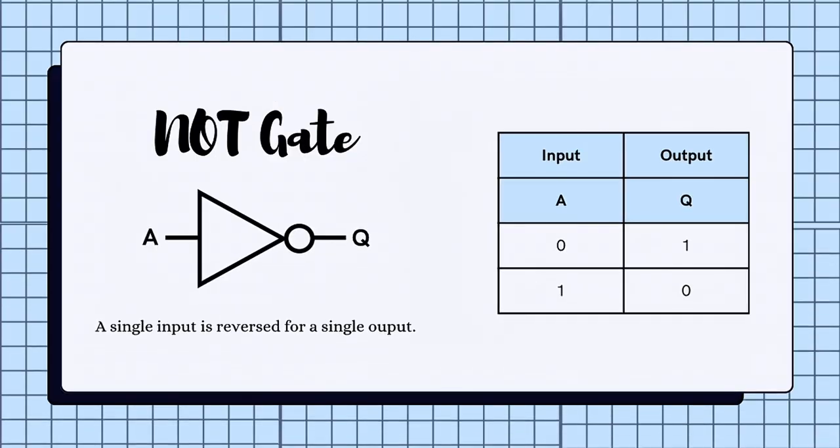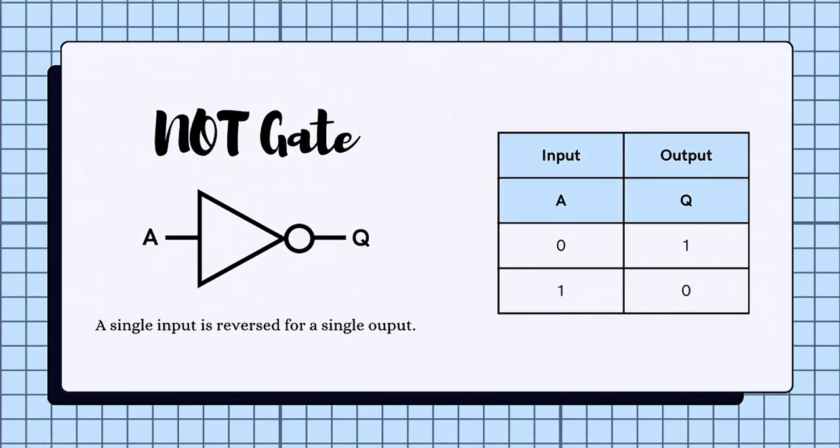The NOT gate. The NOT gate is different because it only has one input. Its main function is to reverse or invert the input value. When the input is 0, the output becomes 1, meaning electricity flows. When the input is 1, the output becomes 0, stopping the flow of electricity. The truth table clearly shows this opposite relationship. Because of this behavior, the NOT gate is also called an inverter.